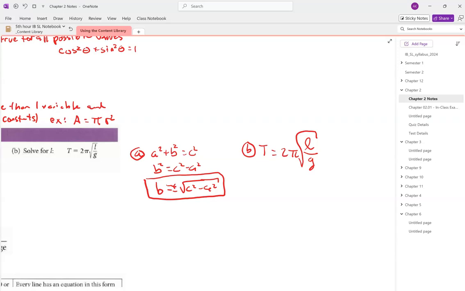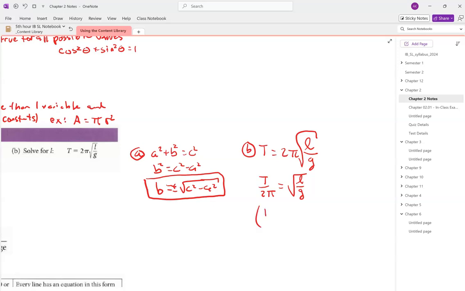For our second equation here, we're looking to solve for L. What should I do first in order to solve for L? What's up? Oh, okay. Yeah, divide by 2 pi. Okay. Then what? Square both sides to cancel the square root.